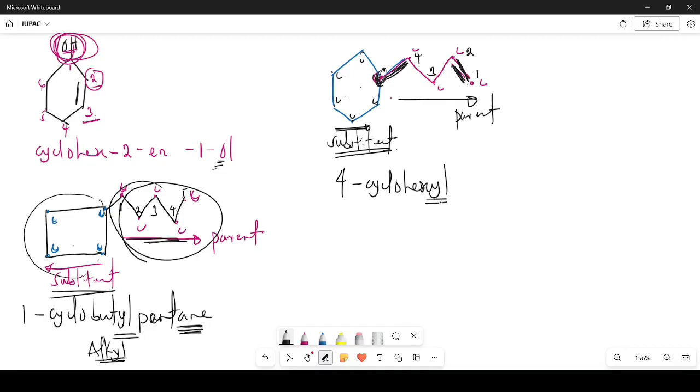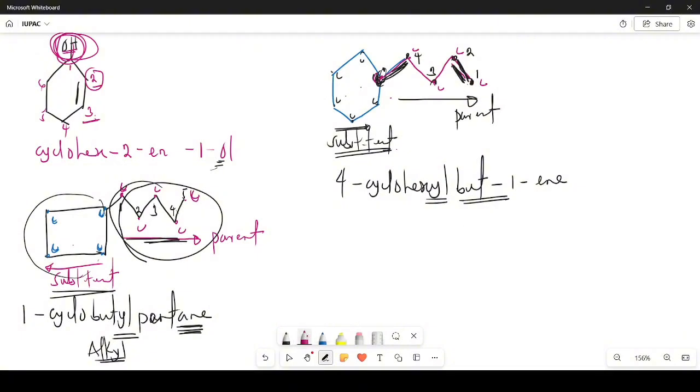Why is it hexyl? Because it's an attachment. And then what is the parent? The parent is what? 4 carbon. Carbon 1, 2, 3, and 4. So we call it but. But what? We have double bond. Don't say ane. It is going to be ene. And that ene is at position 1. That is the name of this compound. Is it making sense? All right.